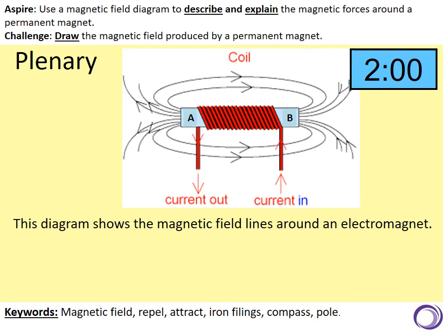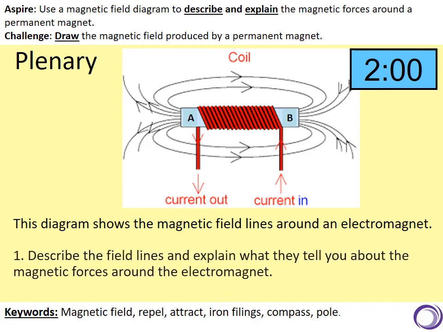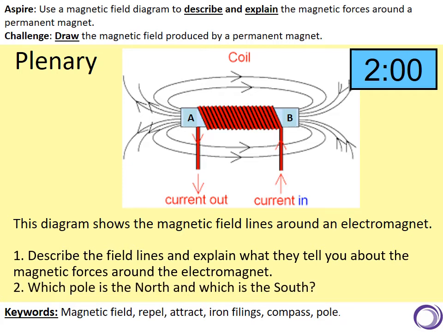Okay, the plenary. Now, we've not even looked at magnetic field lines around electromagnets. This is leading into the next lesson where we're going to have a look at how electricity can produce magnetism, which is why the topic's called Magnetism and Electromagnetism. But what you should be able to do is use the knowledge from this lesson to describe the field lines and what they actually mean, what they look like and what they mean. So describe and explain. And then number 2, I want you to work out which end of that electromagnet becomes a north pole and which becomes a south, and you should be able to do that from what you already know about magnetic field lines. I'll give you 2 minutes.